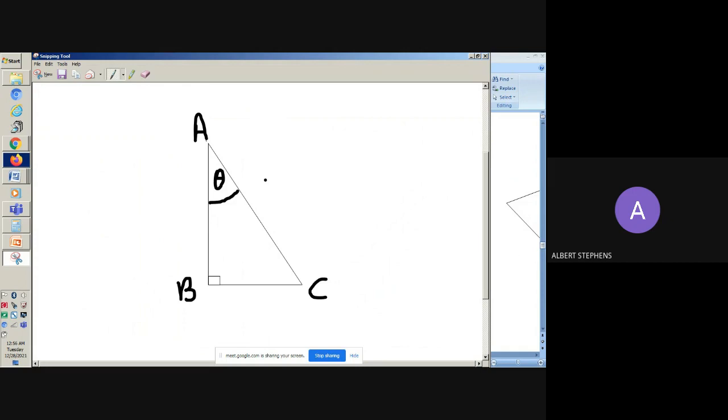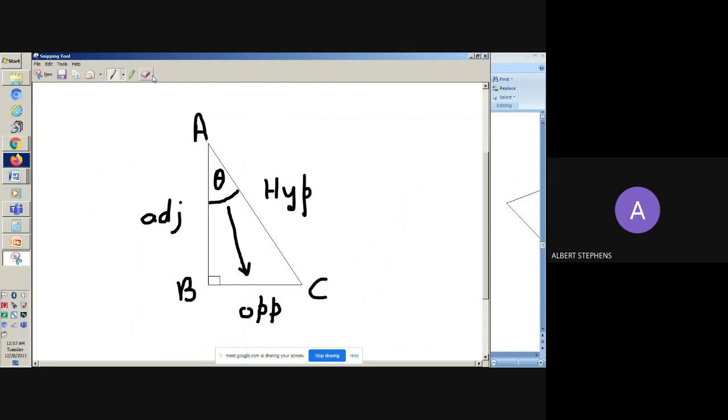Now, the hypotenuse will never change. That is always opposite the right angle. It's always the longest side. Now you notice that the adjacent, which is always between the reference angle and the right angle, is actually over on this side. So this is our adjacent side, and B to C would be our opposite side because it's opposite the reference angle.